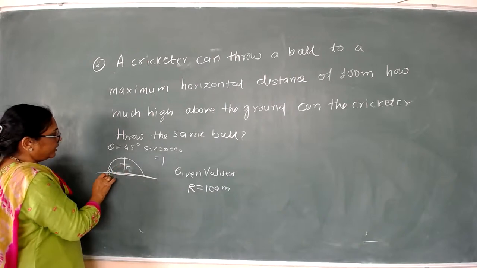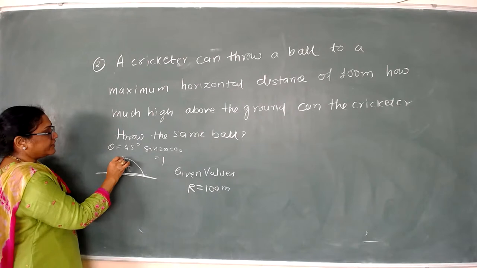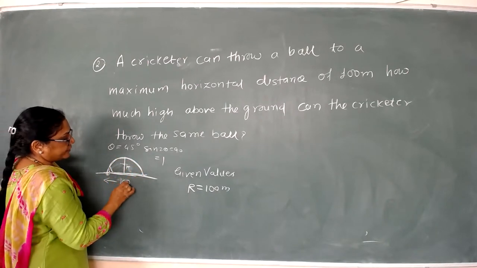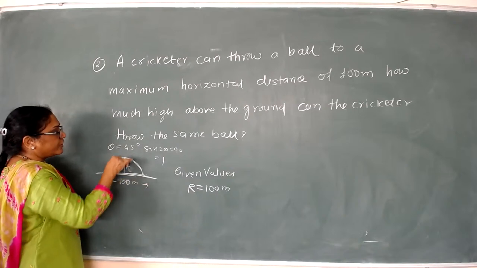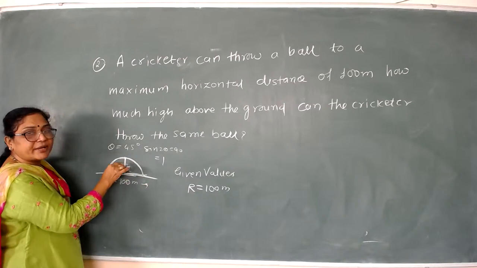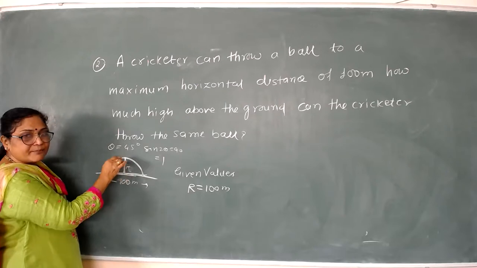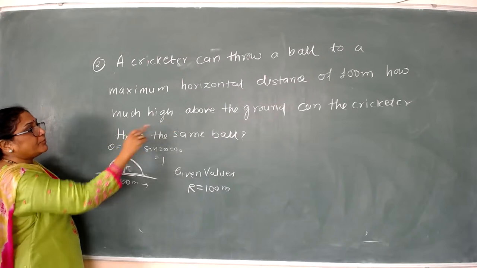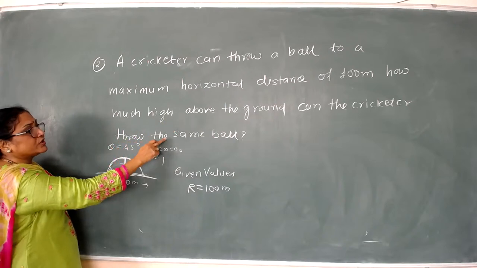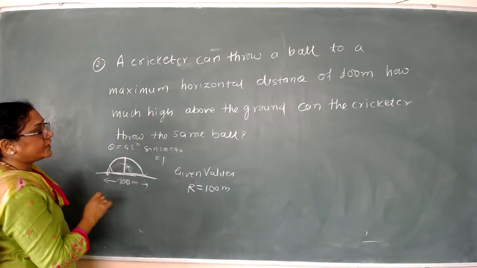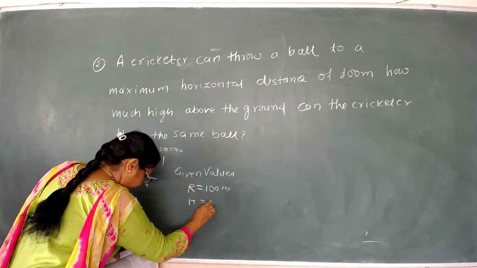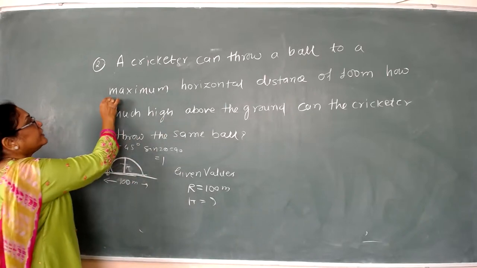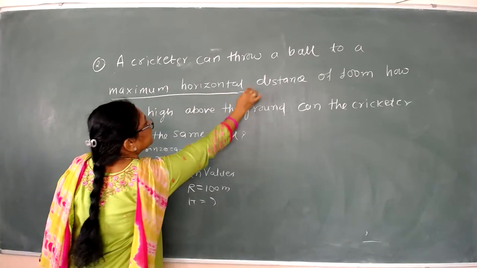When we throw the ball from the surface, it will cover a maximum range, and that range is 100 meter. Then the question is, what is the maximum height covered by the projectile? How much higher above the ground can the cricketer throw the same ball? Therefore, what is the height of the projectile? Height is equal to how much? Then a small hint is given, it covers a maximum horizontal distance.